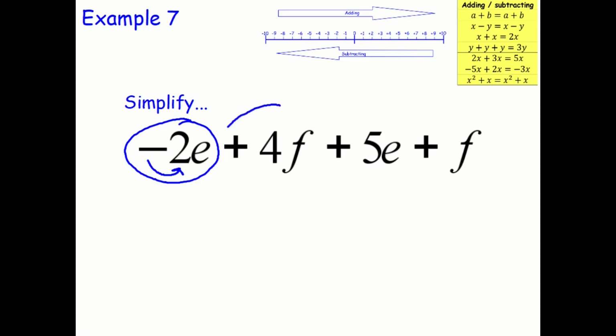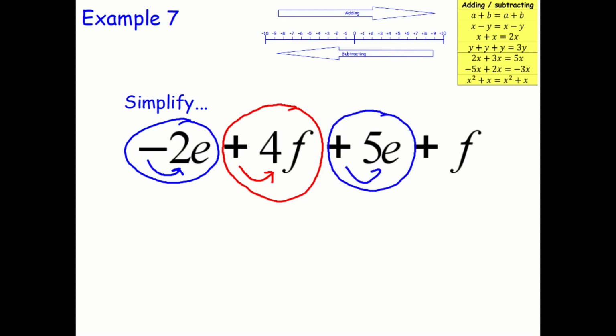Okay, so that sign, the positive 4 there, that positive goes with the number or letter immediately to the right of it. That plus belongs to the 5e, immediately to the right of it. That plus belongs to that f. So the sign always belongs to the number or letter immediately to the right of it. So now I can collect my like terms.